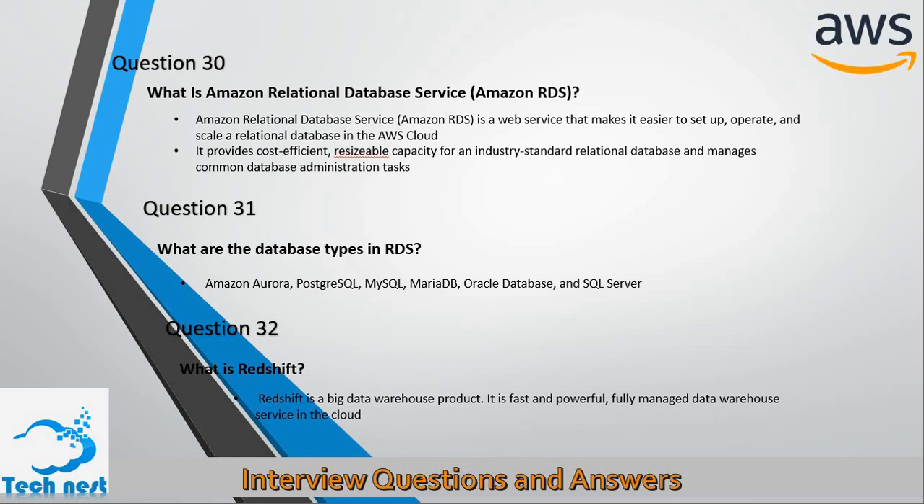What is Amazon Relational Database Service, RDS? Amazon Relational Database Service is a web service that makes it easier to set up, operate, and scale a relational database in the AWS cloud. It provides cost-efficient, resizable capacity for industry-standard relational databases and manages common database administration tasks.